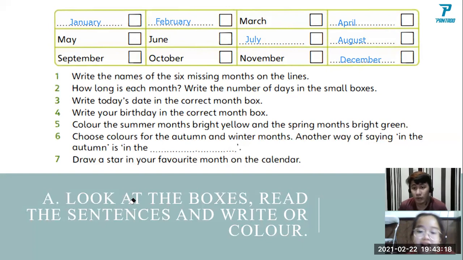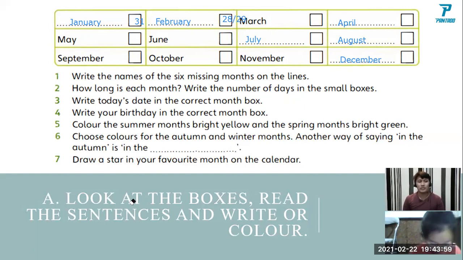For example, how many days in January? You have how many days in January? We have 31. Okay, good. So write 31 in the box. Very good. Next. We are now in the month of February, and there are how many days? 28 or 29. Very good.